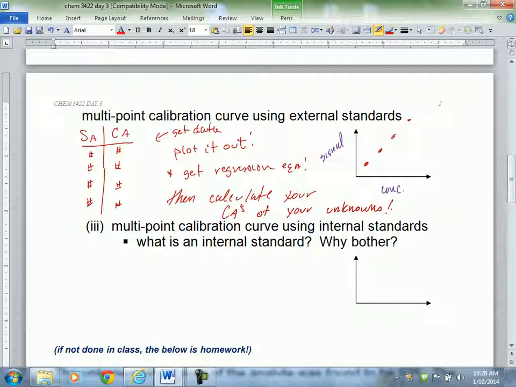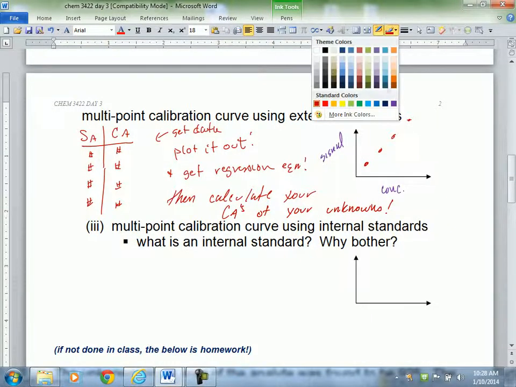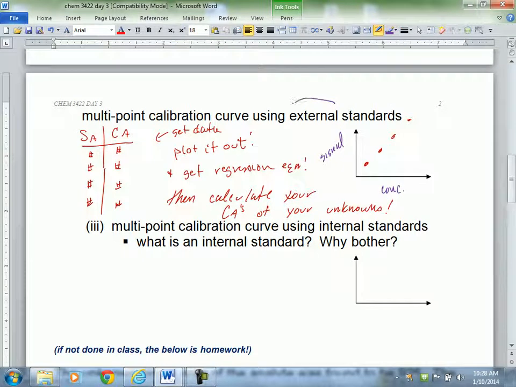External standards and internal standards. It looks like these two are really similar. Something's going on here. Eustacio, what's going on here?